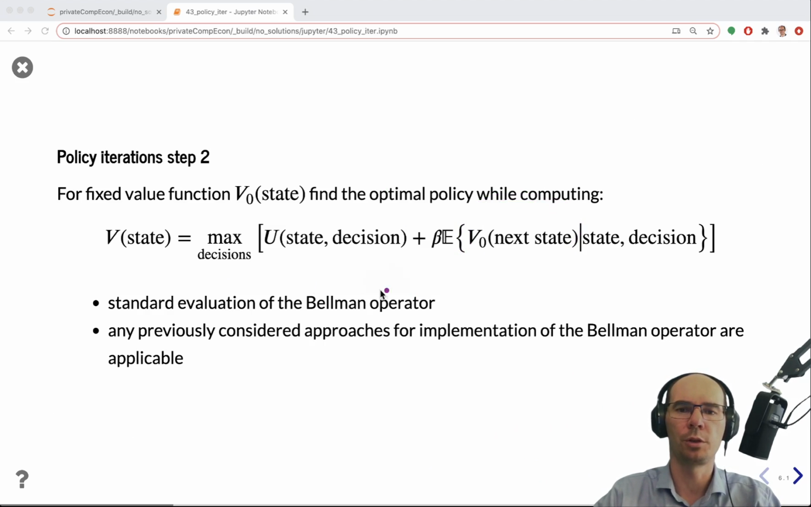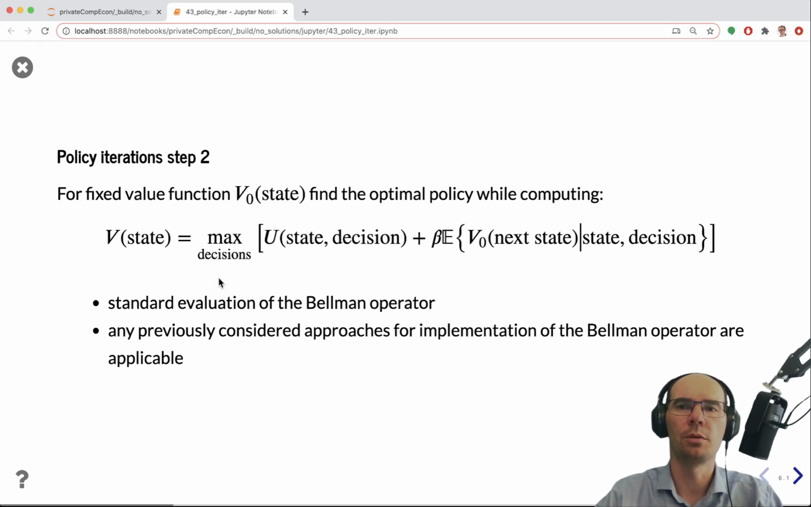We do this over and over again in the value function iteration, right? By taking this and plugging it back in. And so policy iteration introduces this additional step, which is pretty complicated. It's a functional equation in the general sense.